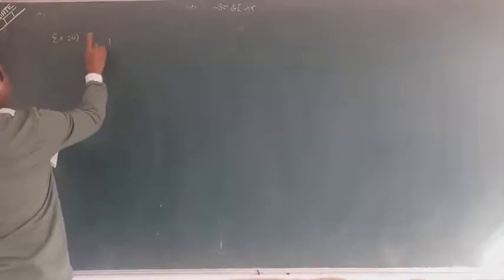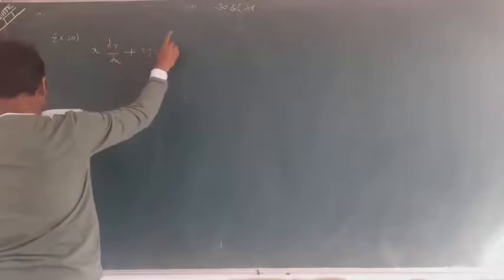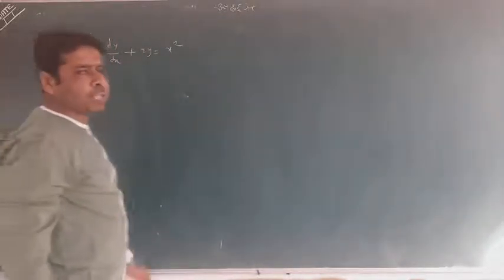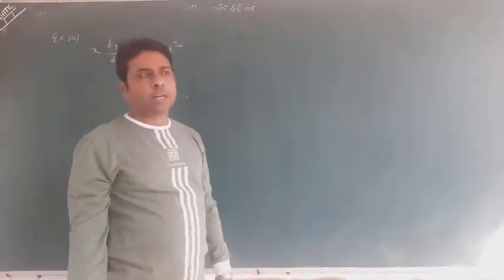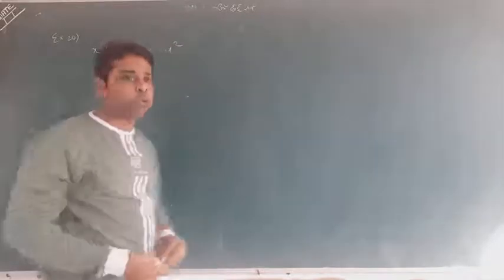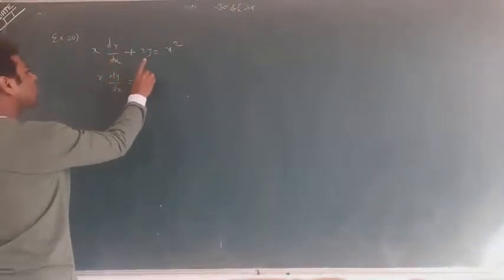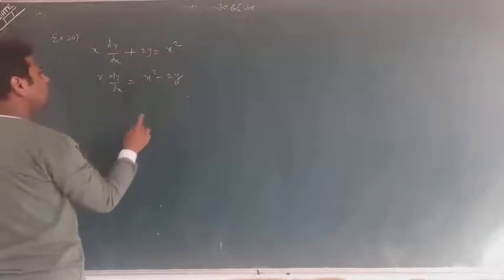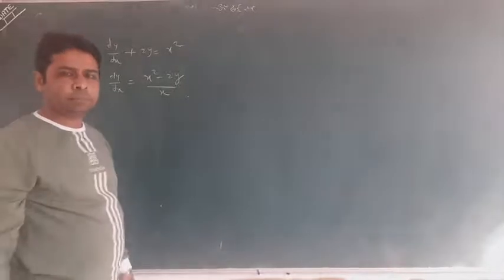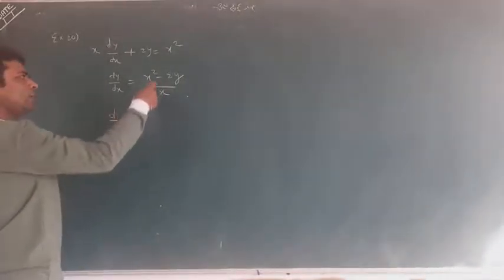This is x dy by dx plus 2y is equal to x square. Okay, I always suggest you one thing: whenever the question is in front of you, first find the value of dy by dx alone, like x dy by dx equal to x square minus 2y, and then divide by x, like that. And afterward think about what this is.